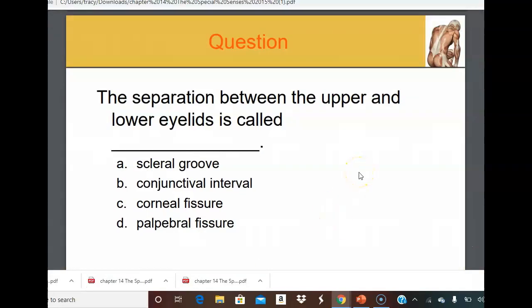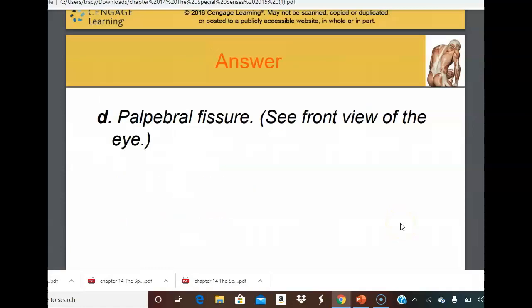Okay. So question, the separation between the upper and lower eyelids is called, and we mentioned here that palpebro refers to the eyelids, so the answer to this one is a palpebral fissure. Okay.